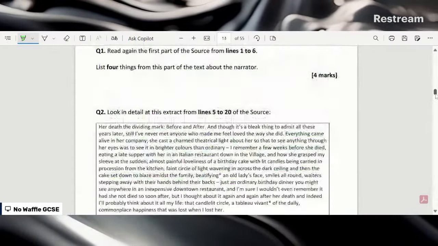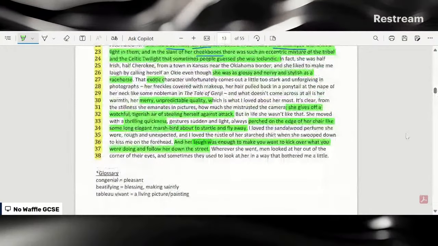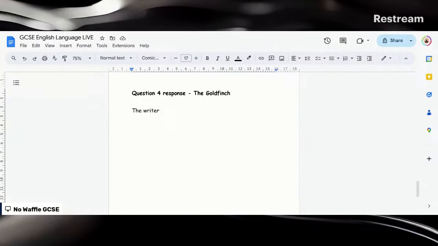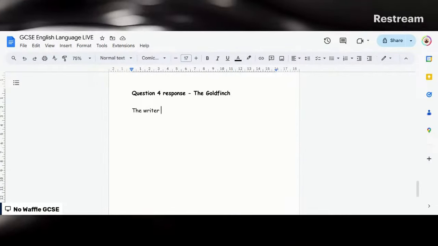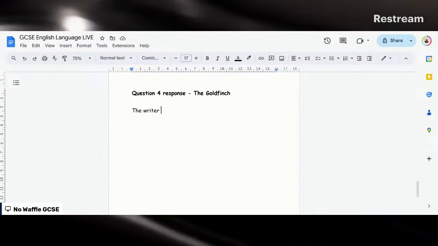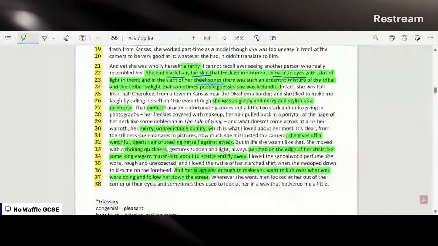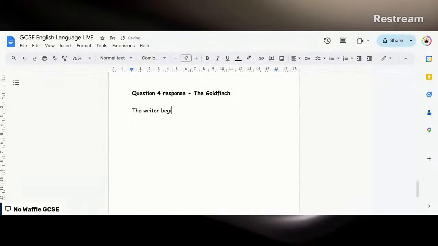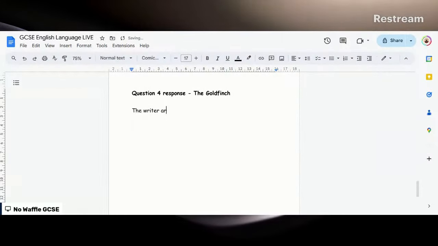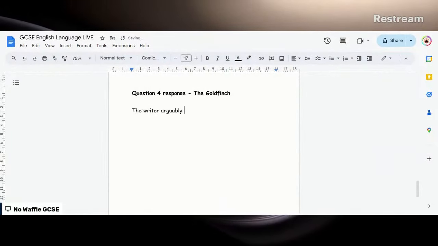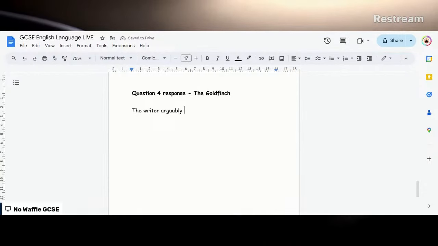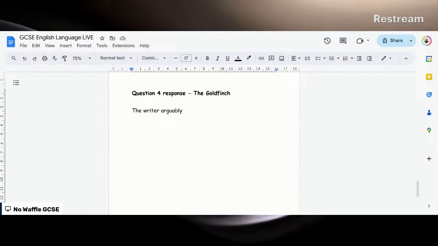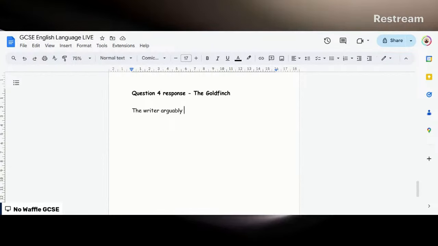Okay, so let's go back to this page here and let us begin. So the writer, we can talk about the first bit and suggest how there was an initial focus on the physical characteristics of her. So we can say the writer begins, or the writer arguably, because remember we're debating the statement here. No, question 4 is the first section. It's not the second section.